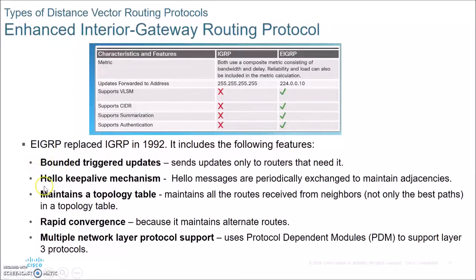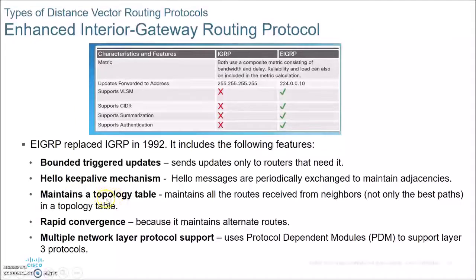The second feature is it uses a hello keepalive mechanism. Because it only sends bounded and triggered updates, sometimes there are no updates, so you need to know that the neighbors are alive. So they will send hello messages, very small messages sent periodically to make sure that the neighbors are alive and the link is still running. So they use the hello keepalive mechanism to make sure that the neighbors are alive.